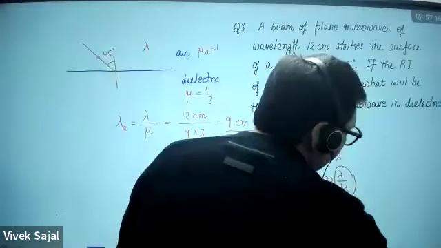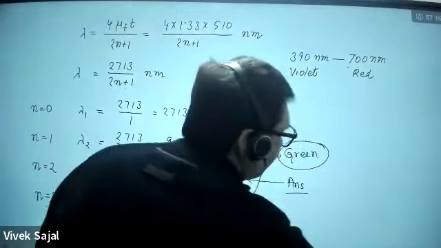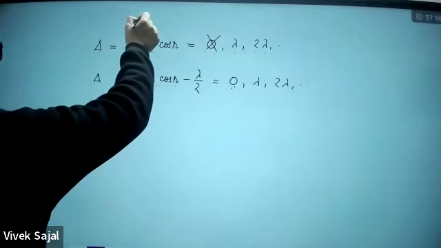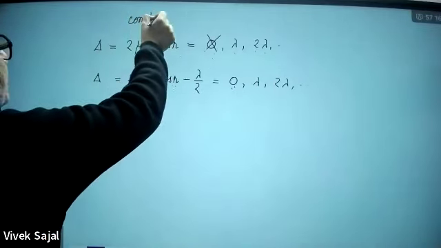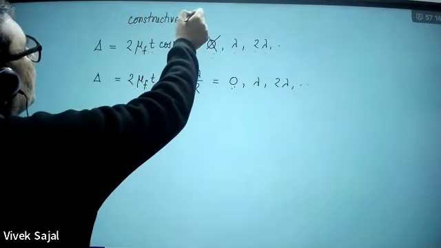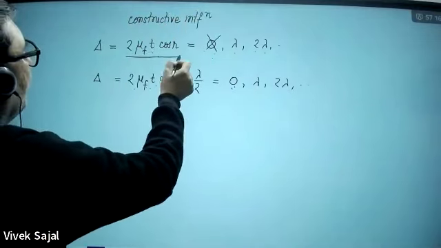Okay. So it is here. So this is the condition for constructive interference. So we have to take care what the path difference is.